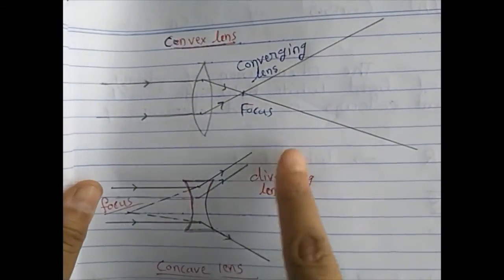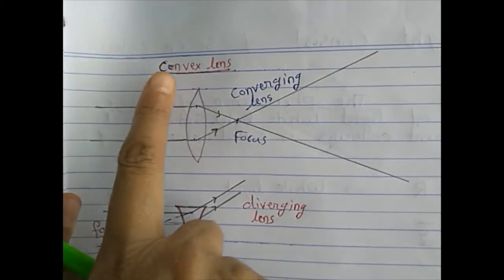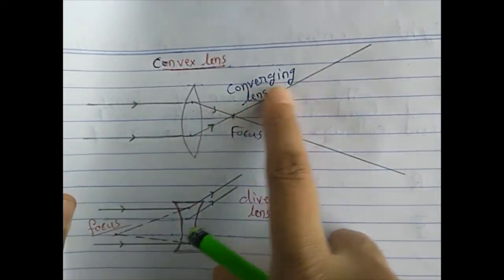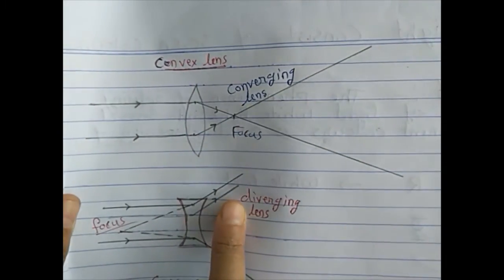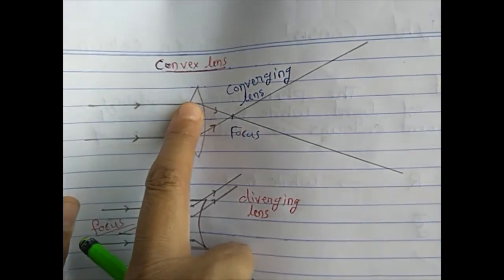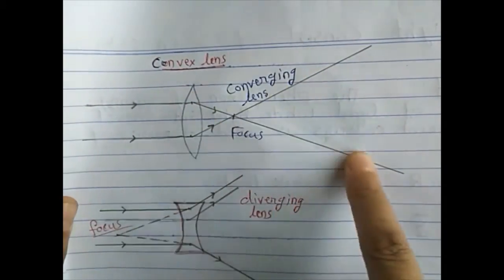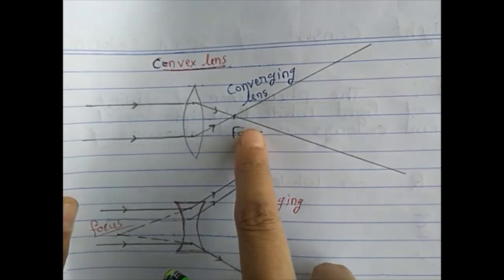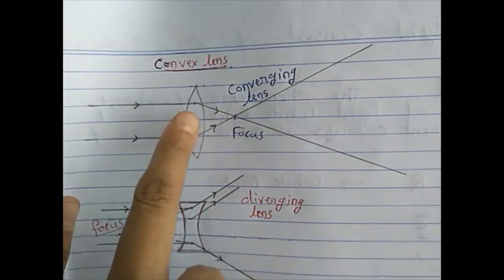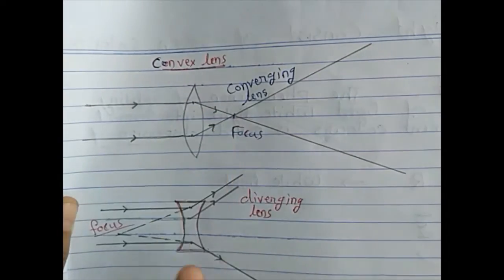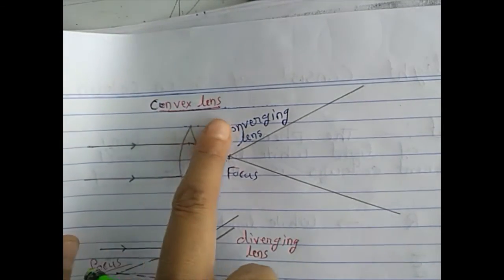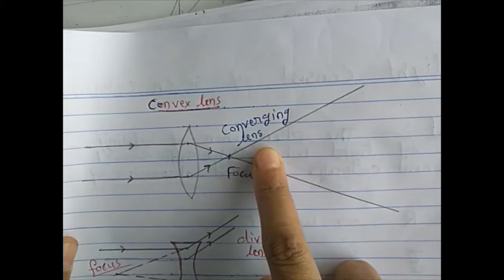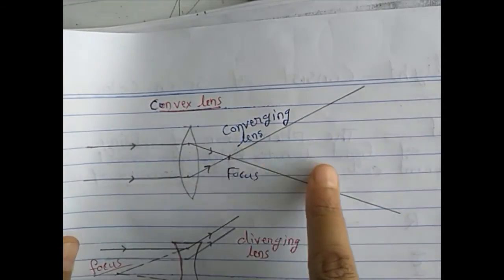Again in this diagram we can see the convex lens, the converging lens. Why are these called converging lenses? Because the refracted rays get converged at a point. So this type of lens, the convex lens, is called a converging lens, like the concave mirror.